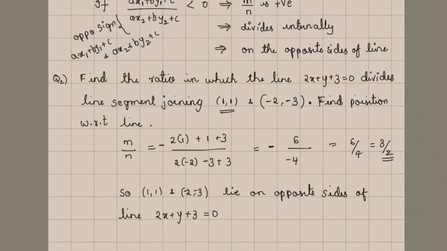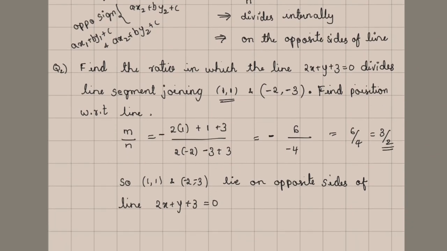And we have seen the problem on how to find the ratio in which the line L divides the line segment joining these 2 points, and we got 3 by 2 as the ratio, which is positive, which means they lie on the opposite sides of the line.